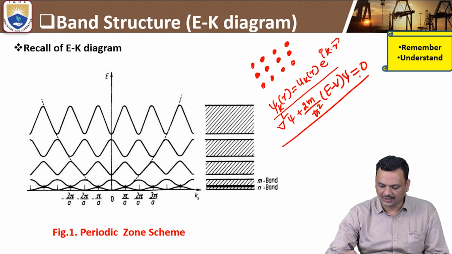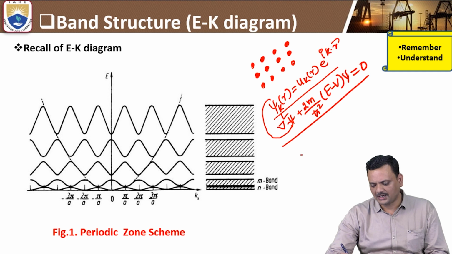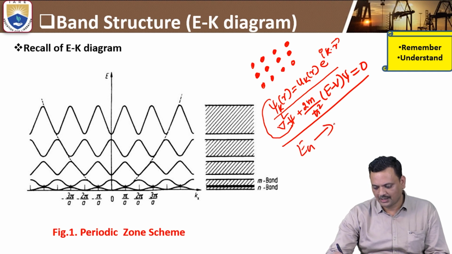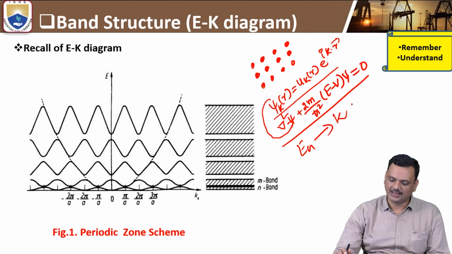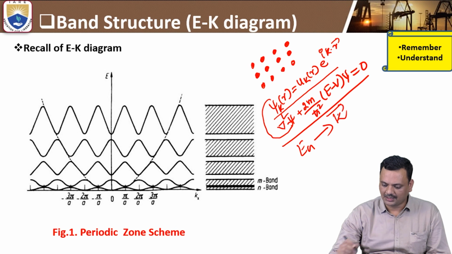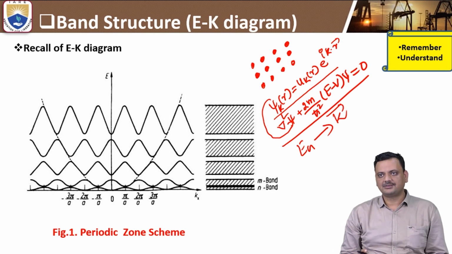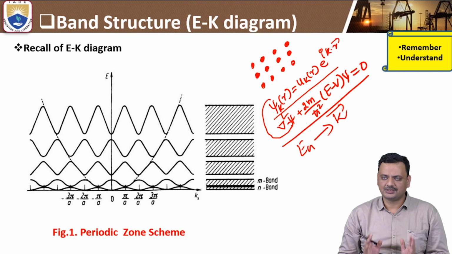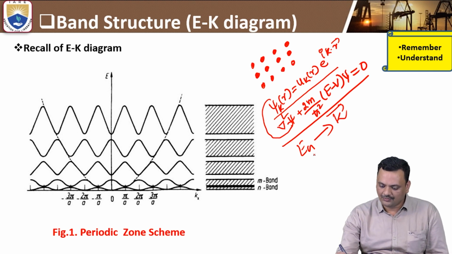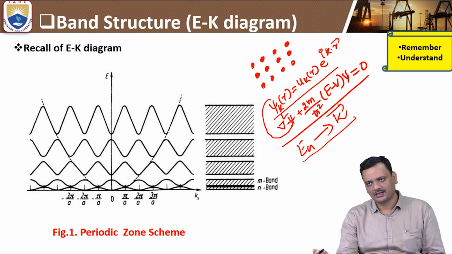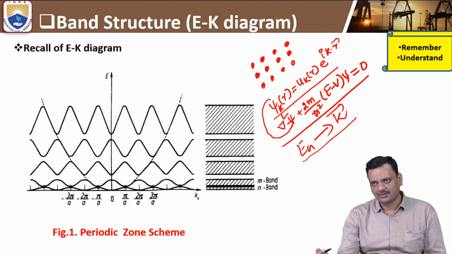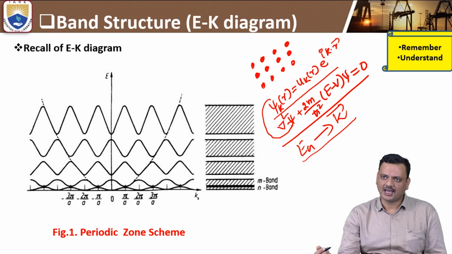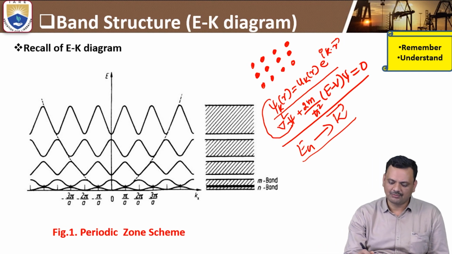this is your Schrodinger equation. When we put this wave function in the Schrodinger equation, what we get? We saw that the energy eigenvalue also shows periodicity in nature, periodicity in the K wave vector. That thing was already discussed in the last video lecture. So when we plot the obtained energy eigenvalue against the K vector, we get a picture like this.